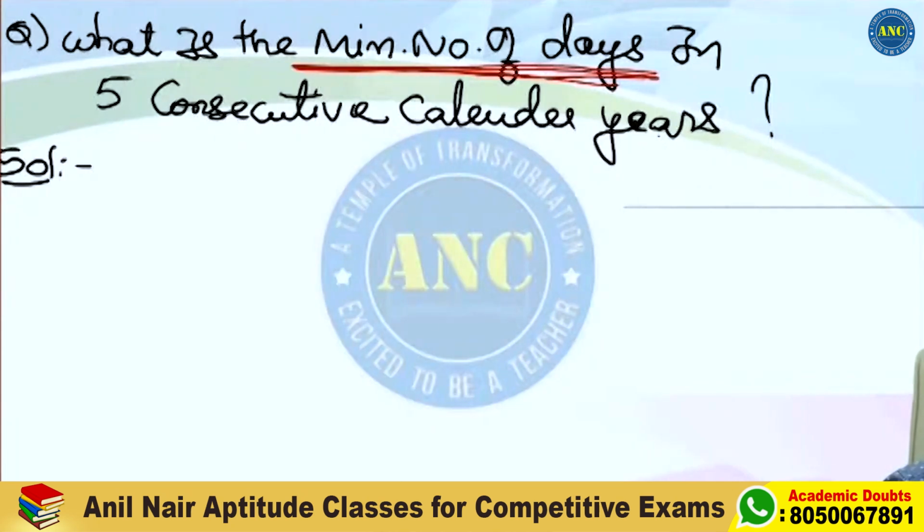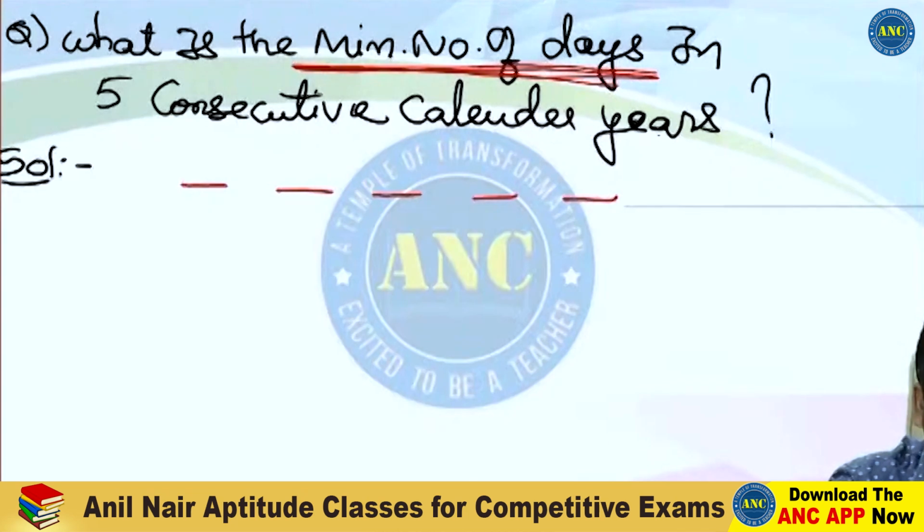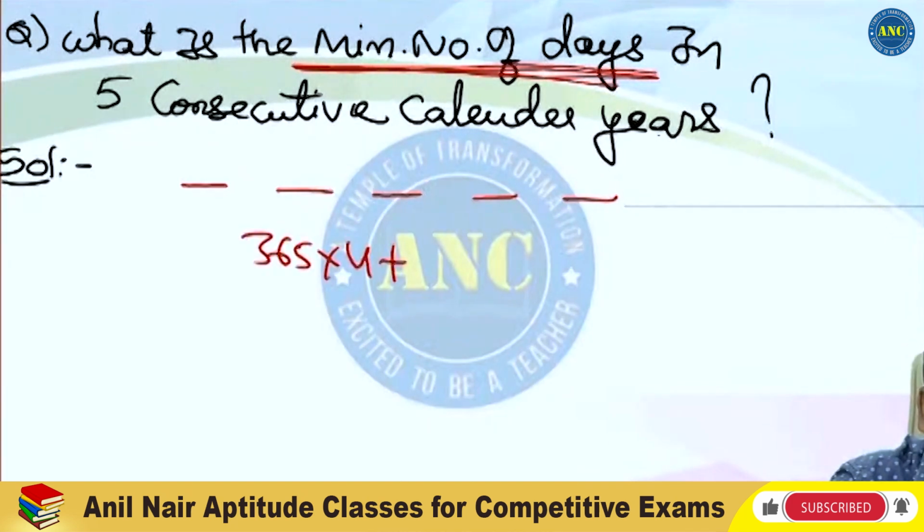Some students have said 365 into 4 plus 366. You made a mistake. See here. Suppose 5 consecutive calendar years are there. Your teachers have told you that in every 4 years one leap year will come. So you have taken 365 into 4 plus 366.